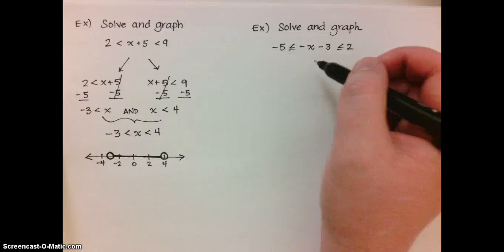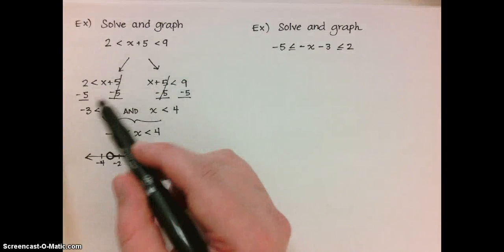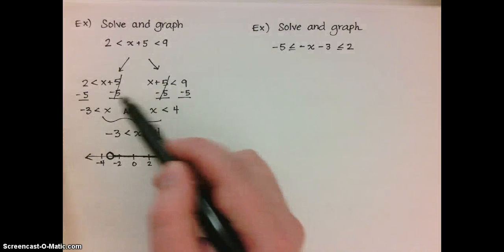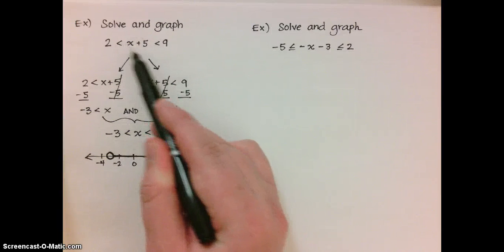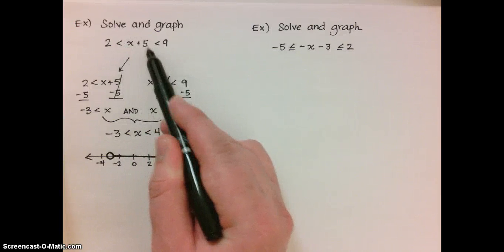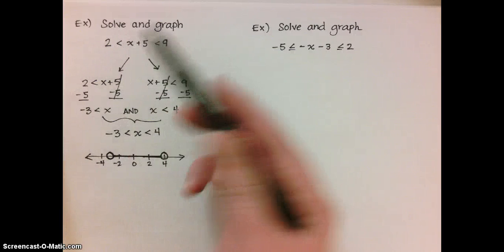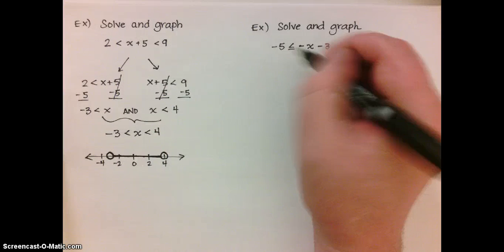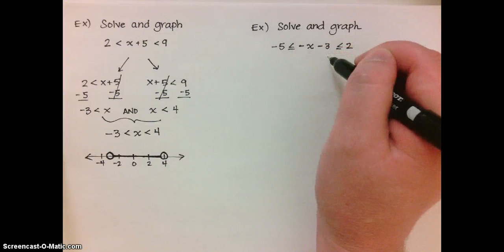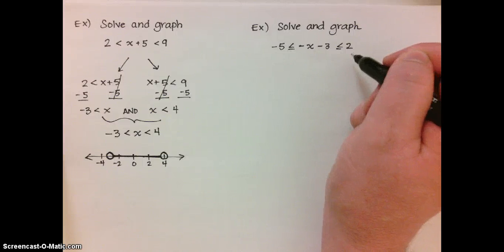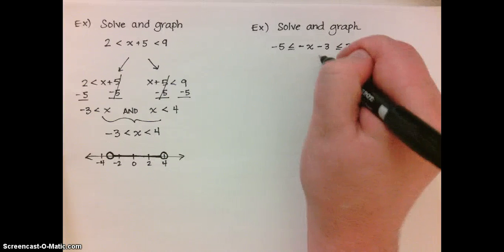Another way, though, is not by splitting it up like I did here. I don't know if you noticed, but on both sides, I subtracted 5. So looking here, whatever I did to get the x by itself in the middle, I did it to both sides as well. So why don't we do that over here? This time this is -5 is less than or equal to -x minus 3, which is less than or equal to 2. So to get the x by itself, first I need to add 3.